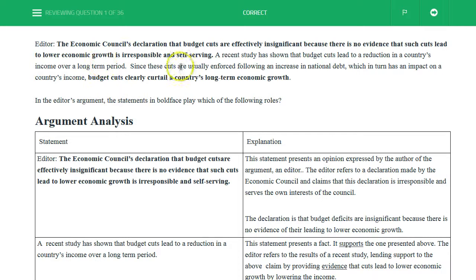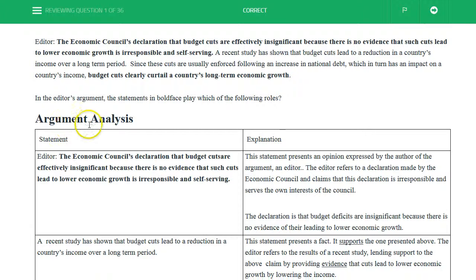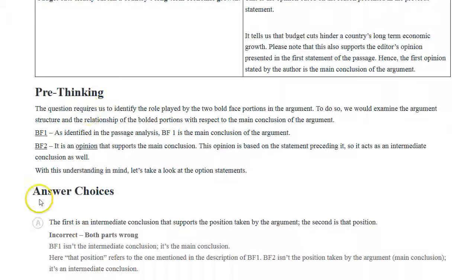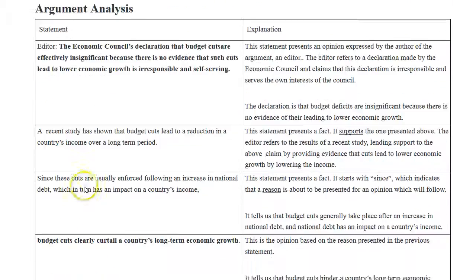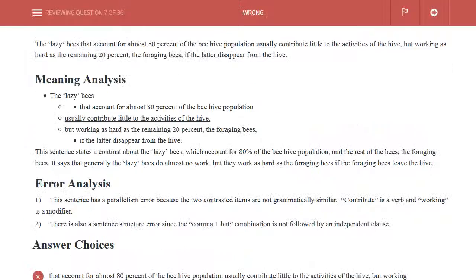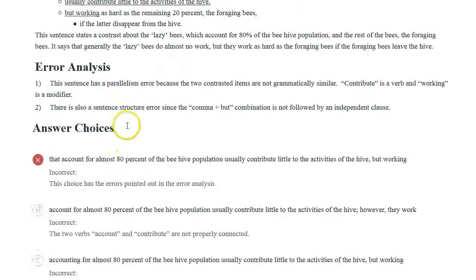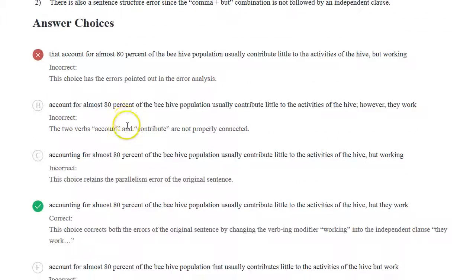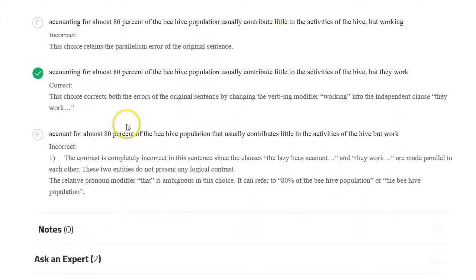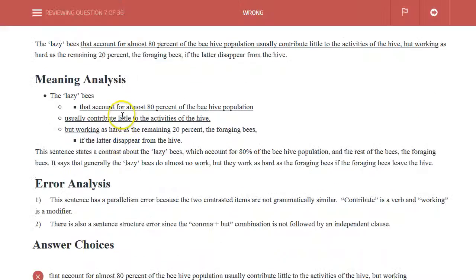Likewise, each CR solution includes passage analysis, pre-thinking analysis, and answer choice analysis, allowing you to pinpoint exactly where you're going wrong. Lastly, each SC solution includes meaning and error analysis of the original sentence and detailed analysis of each answer choice, again equipping you with the information that you will need to determine exactly which step of the process you faltered on.